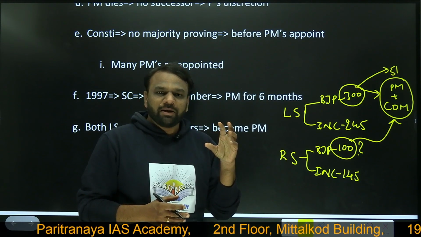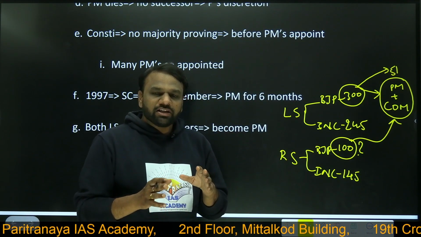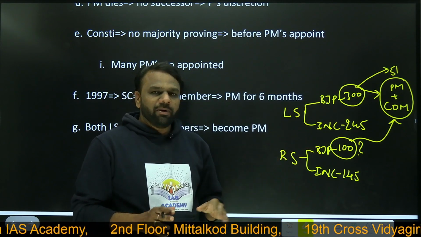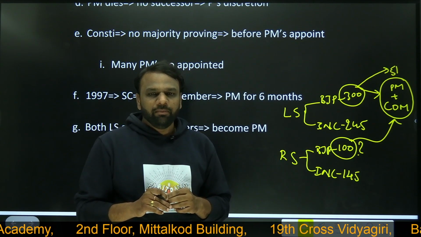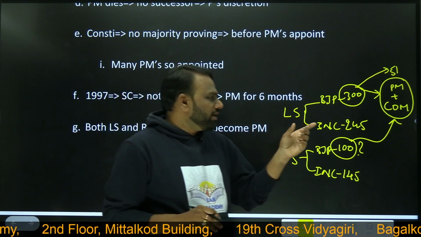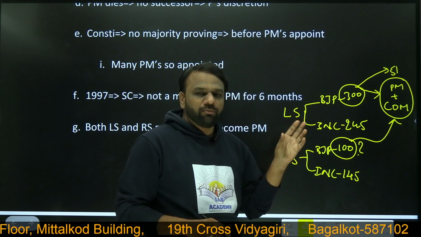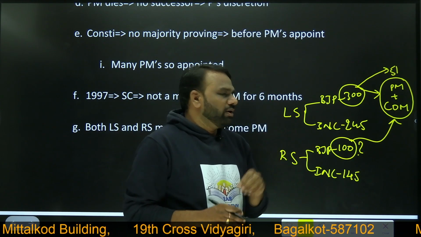So the Prime Minister has complete power over this. But here there is no constitutional prohibition. A member of both Lok Sabha as well as Rajya Sabha can become minister. Generally in the cabinet there are many people from Lok Sabha and few people from Rajya Sabha. So representation from both Lok Sabha and Rajya Sabha is there in the Council of Ministers.